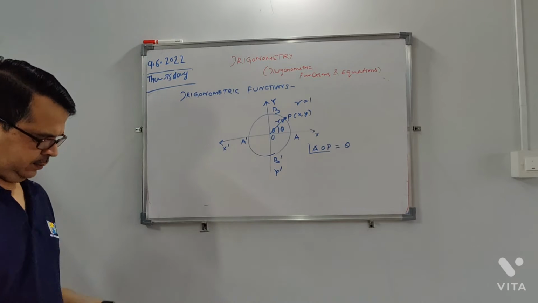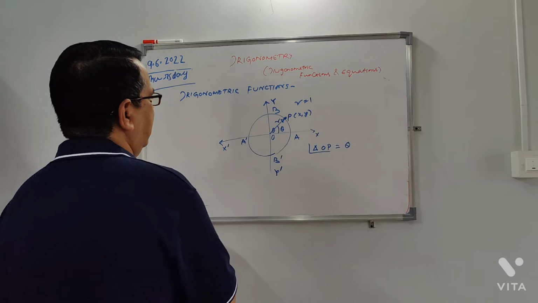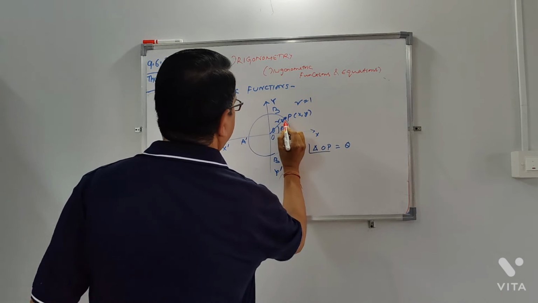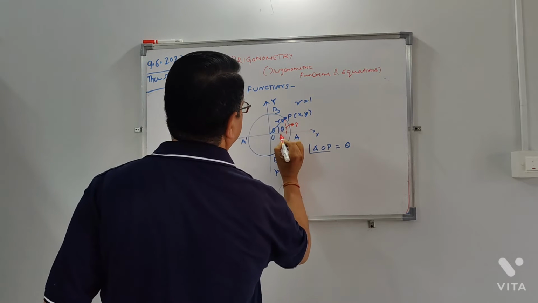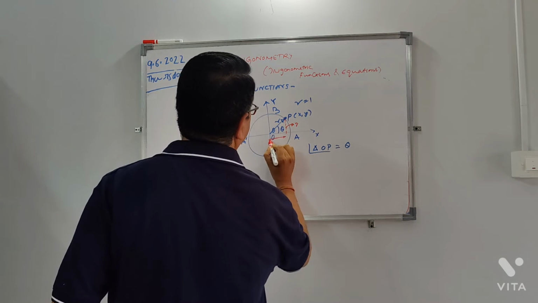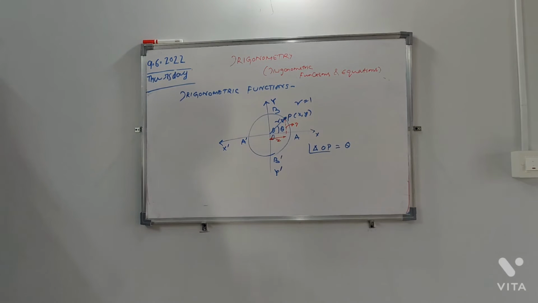And then you can have its x and y projection of this. So let this be r. Let this be r. So this is my y, and let us say this is my x. So these are the projections on the x and y axis.